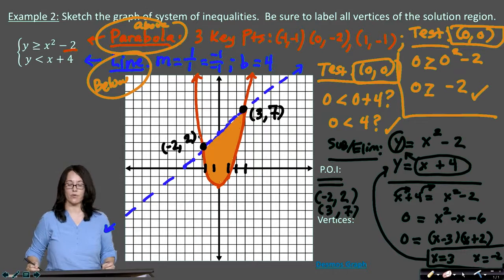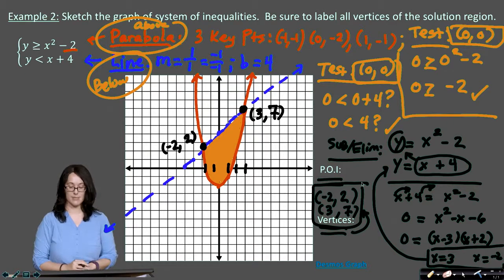So now we have labeled our points of intersection, and we can answer the question, what are the vertices of the shaded region, of the solution region? They're the points of intersection which do in fact trap the shaded region. So in this case, your vertices are just those same 2 points. But sometimes they'll be just some of those points. So we have to be careful to distinguish between any points of intersection and those specific points of intersection which trap the shaded region, called vertices.